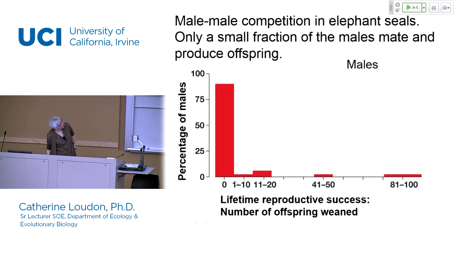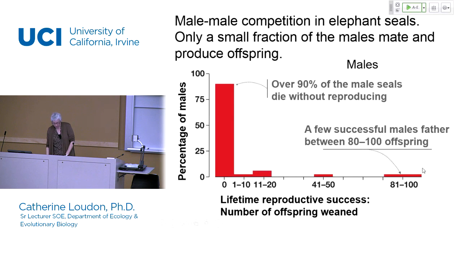There are a small number of seals that end up with up to 10 or up to 20 offspring. There are even a few with 50. And look at this. There are some individuals that have an extraordinary number of offspring that they wean. And so, of course, this means that those particular individuals are disproportionately represented genetically in the subsequent generation. So it's just a handful.